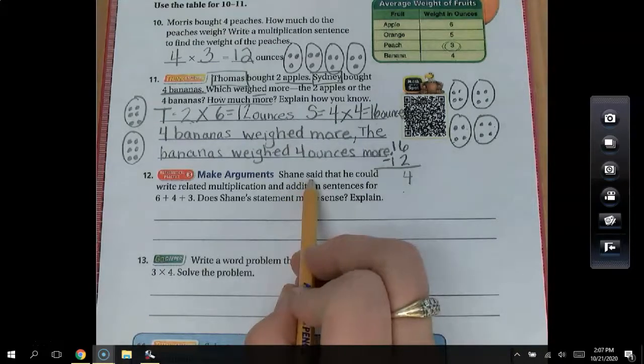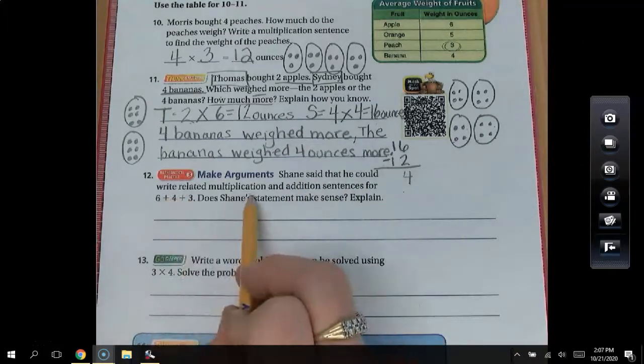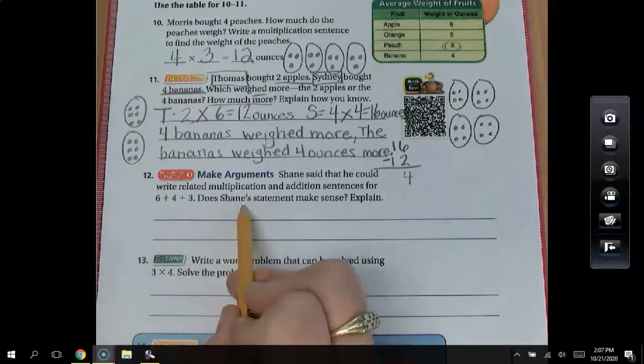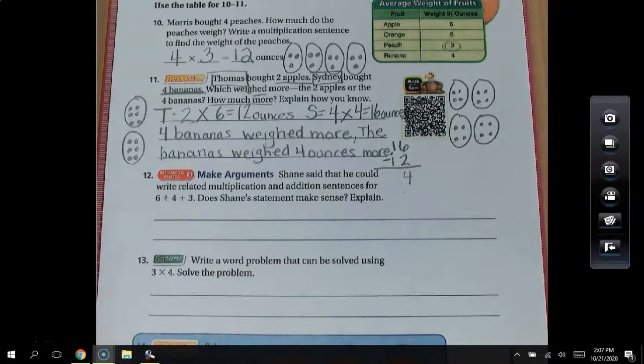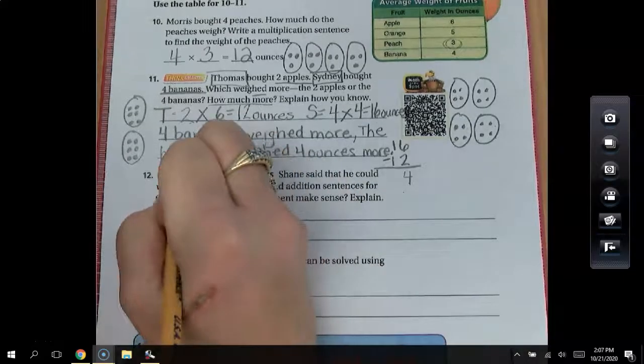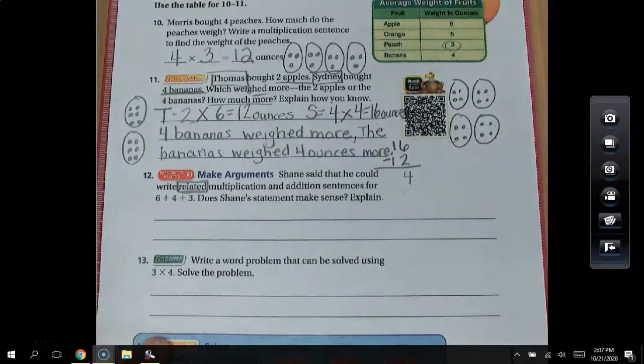It says Shane said that he could write related multiplication and addition sentences for 6 plus 4 plus 3. Does Shane's statement make sense? Explain. Well, boys and girls, it says that multiplication and addition sentences need to be related. It says that he wants to make related multiplication and addition sentences. We know from the beginning of our lesson, and even from yesterday's lesson, that anytime we do multiplication with addition, we need to make sure that we have all equal groups. That means all of my numbers are going to be equal, the same.